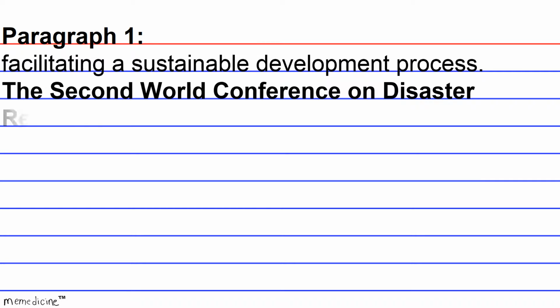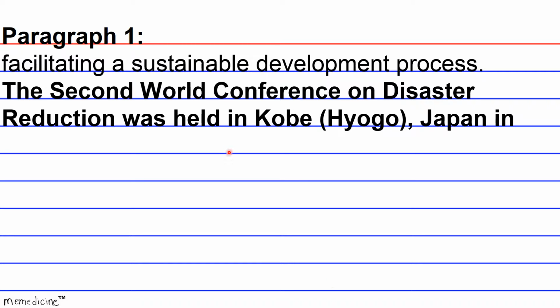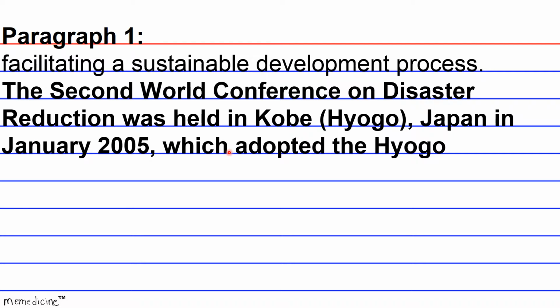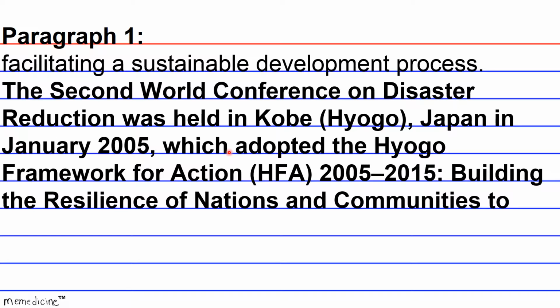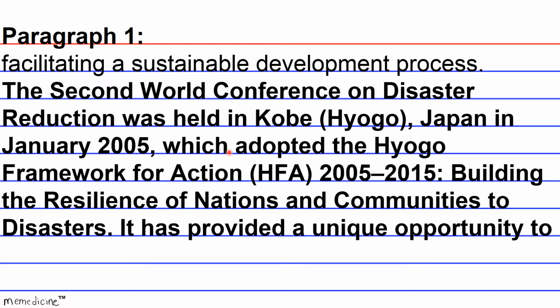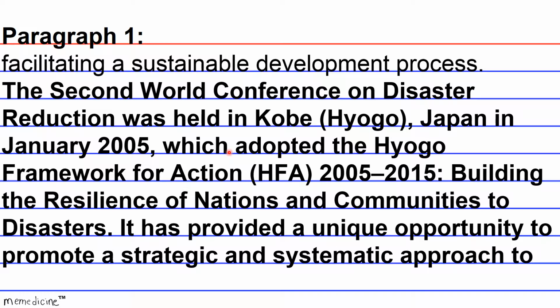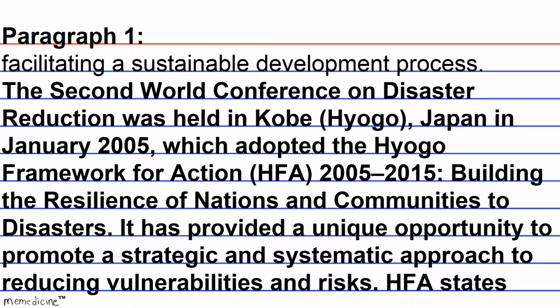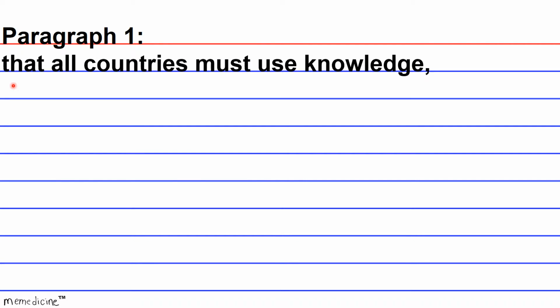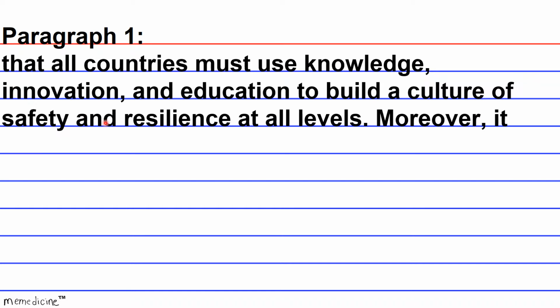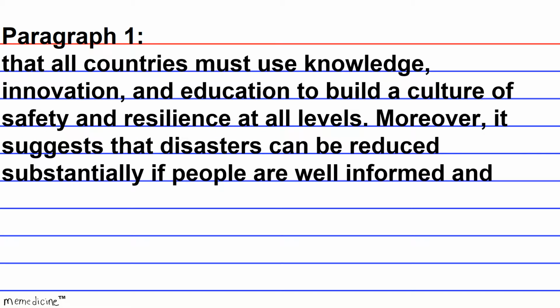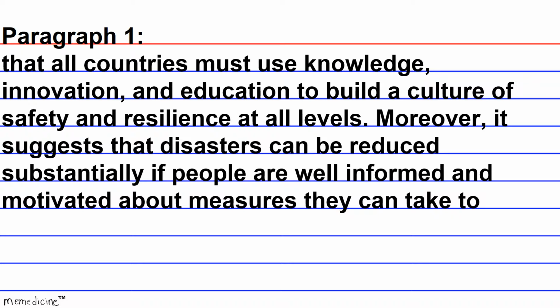The Second World Conference on Disaster Reduction, held in Kobe, Hyogo, Japan, in January 2005, which adopted the Hyogo Framework of Action, HFA, 2005 to 2015, building the resilience of nations and communities to disasters. It has provided a unique opportunity to promote strategic and systematic approach to reducing vulnerabilities and risks. HFA states that all countries must use knowledge, innovation, and education to build a culture of safety and resilience at all levels. Moreover, it suggests that disasters can be reduced substantially if people are well informed and motivated about measures they can take to reduce vulnerability.